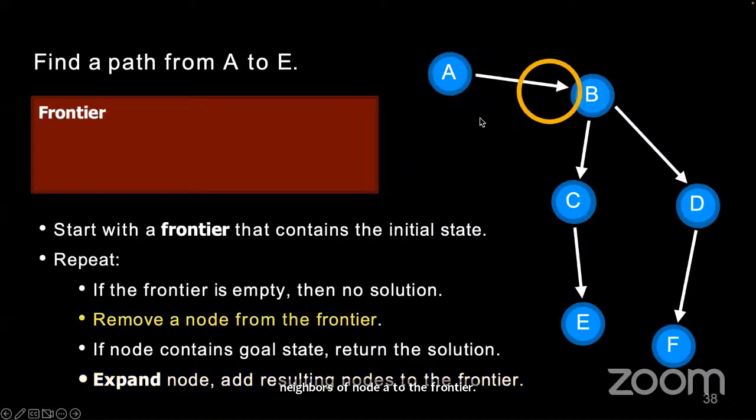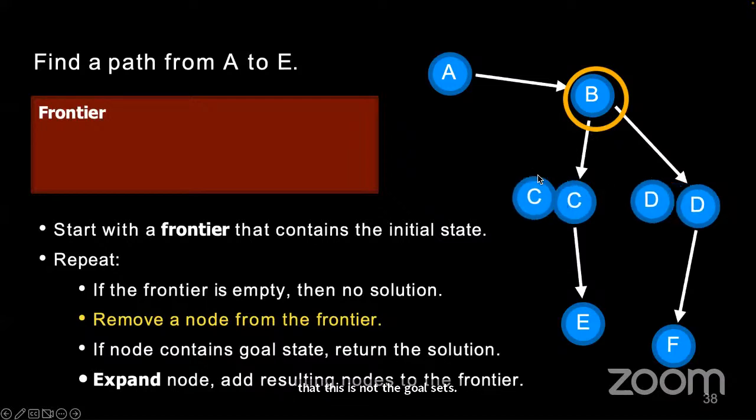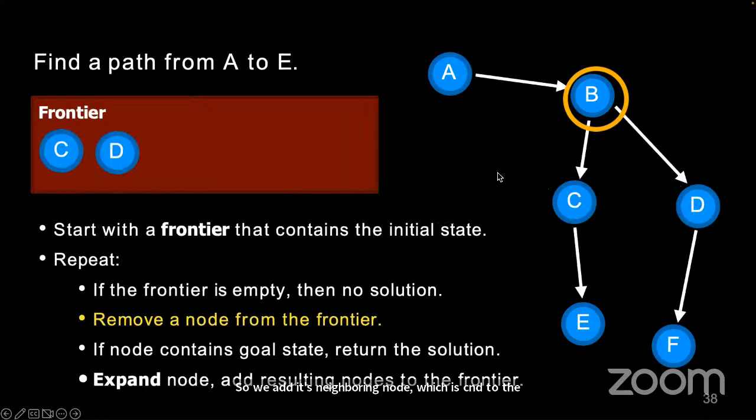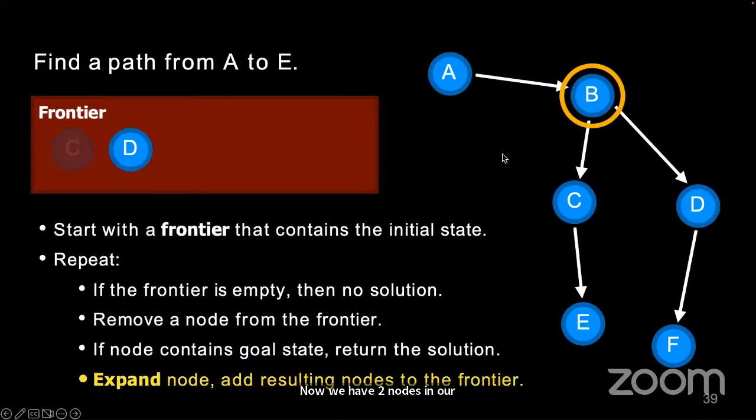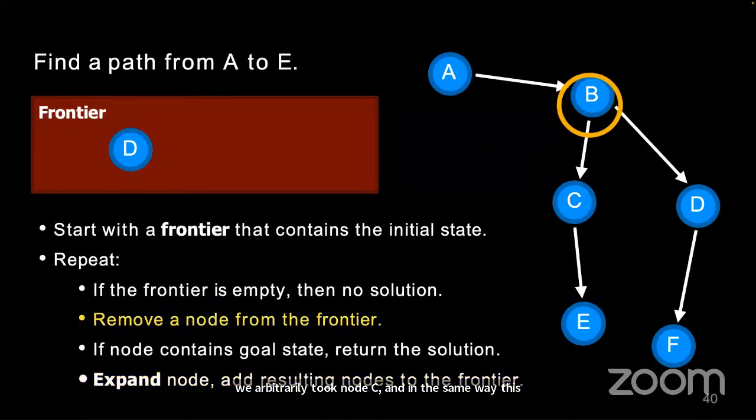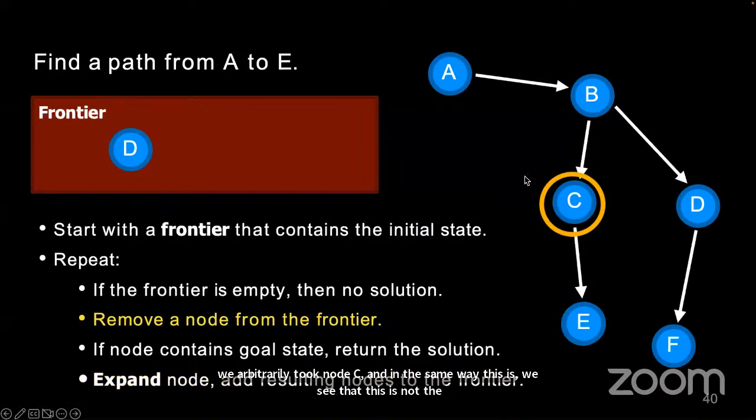Now we consider node B, and in the same way, we see that this is not the goal state, so we add its neighboring nodes, which are C and D, to the frontier. Now we have two nodes in our frontier. In this example, we arbitrarily took node C, and in the same way, we see that this is not the goal state, so we add its neighboring nodes to the frontier.